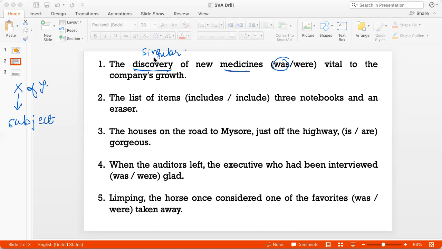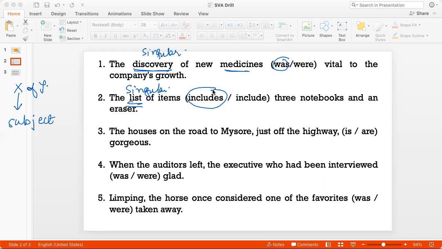Number 2, the list of items include 3 notebooks and an eraser. Again, the subject here is list. It's the list that includes 3 notebooks and an eraser. And since the list is singular, my answer will be includes, right? The list of items, the subject is list. Being singular, you'll choose includes.